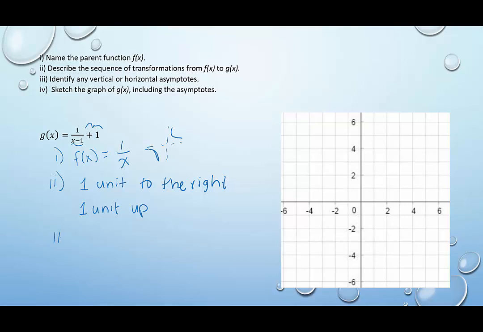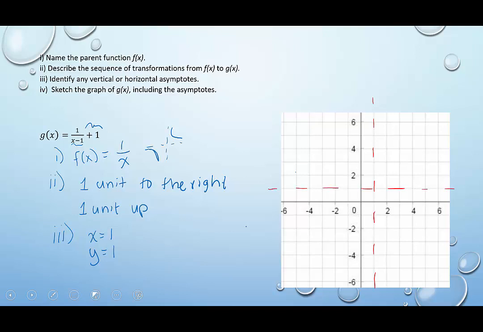That's going to help us figure out where those asymptotes are. So we have one asymptote. We're going to the right, so it's going to be at x equals 1. And we have a horizontal asymptote. It's going to be moved up 1 unit, so it would be y equals 1. Let's start by drawing those asymptotes in. So we have one at x equals 1. That's going to be over here. And y equals 1 will be here.